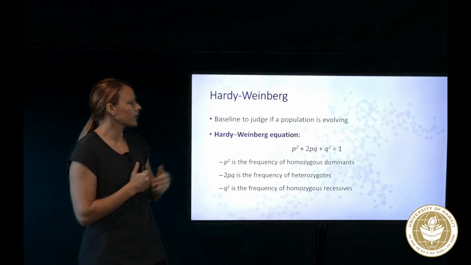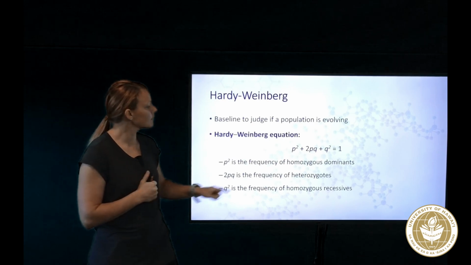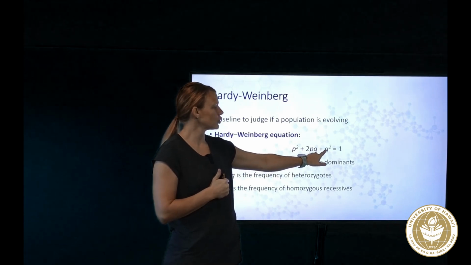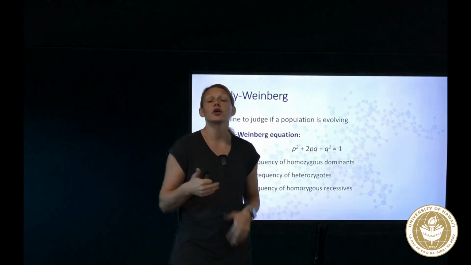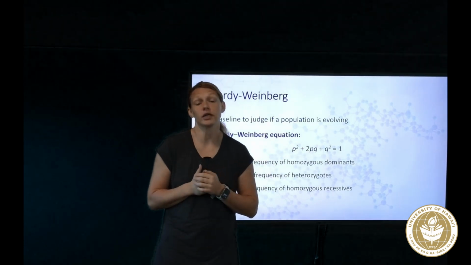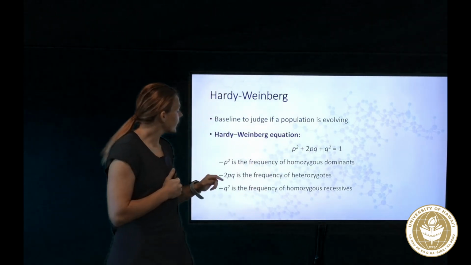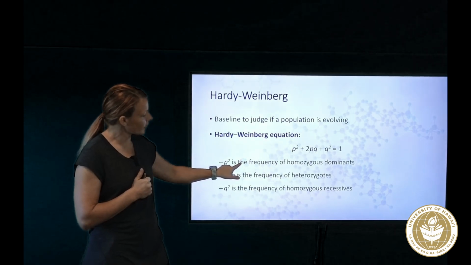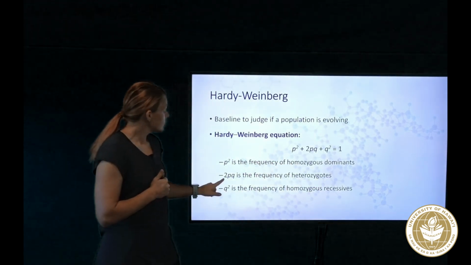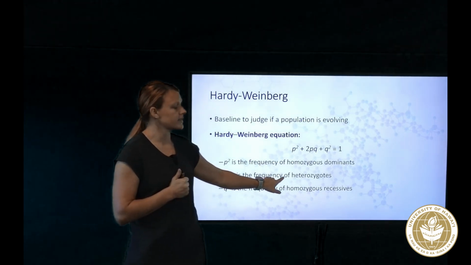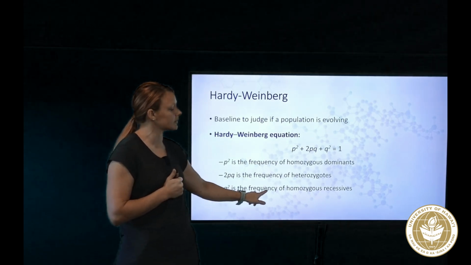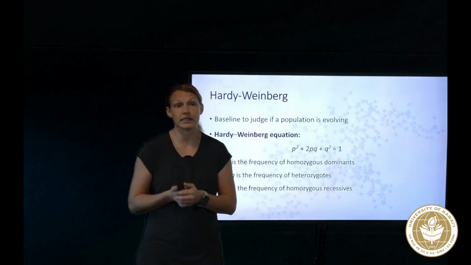So the Hardy-Weinberg equation states that p squared plus 2pq plus q squared equals 1. You'll also see this written sometimes as p plus q equals 1, where p squared is the frequency of the homozygous dominants, 2pq is the frequency of the heterozygotes, and q squared is the frequency of homozygous recessive.